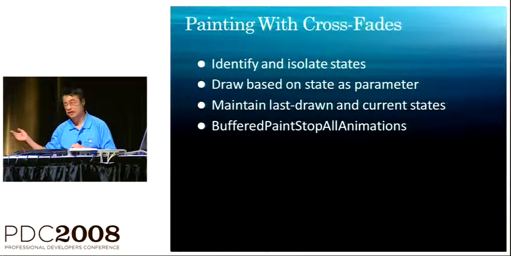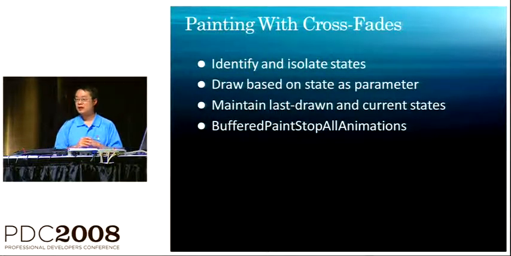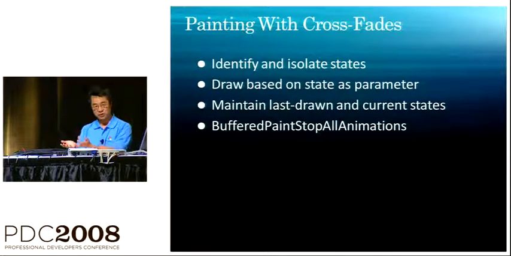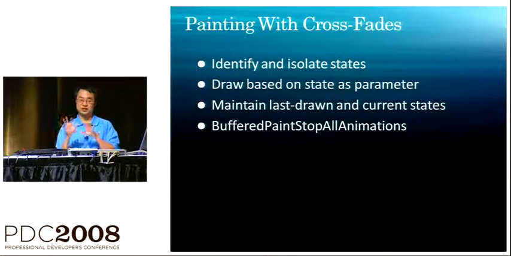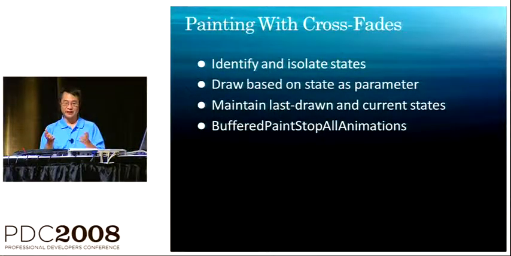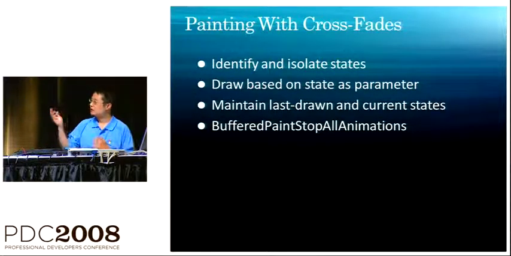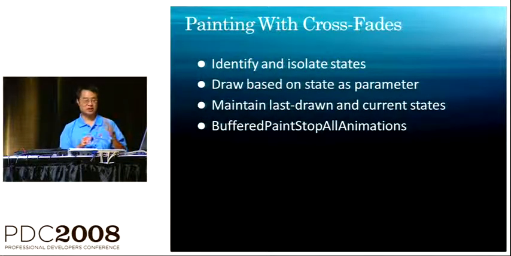So you want a drawing function that takes a state as a parameter so that you can render both the old and the new states separately. You internally maintain which is the state you most recently drew, so that way when you're asked to provide the before and after, you can provide the old image as well as the new one. And when your window is destroyed, you have to remember to stop all the animations so that way the animation engine is not busy trying to animate a window that's no longer there.